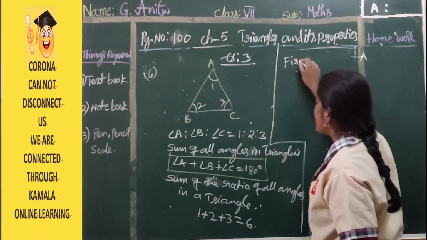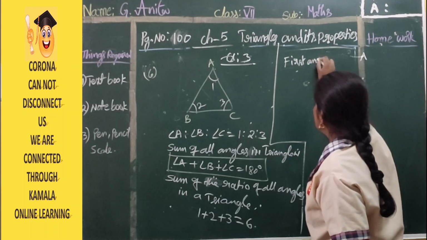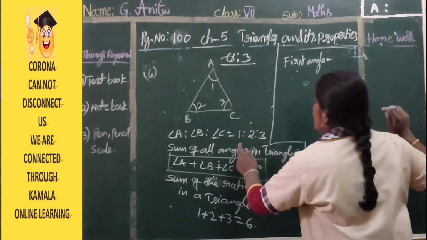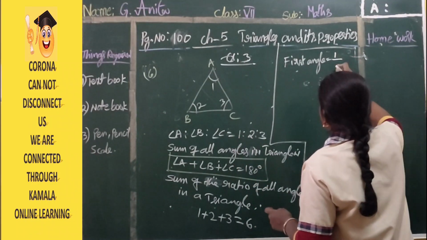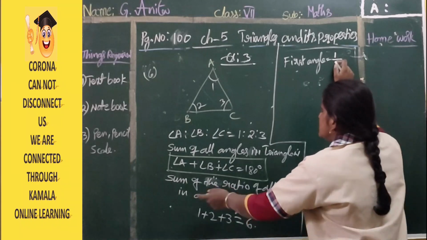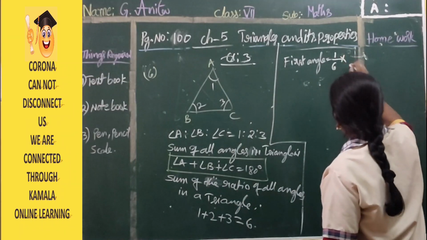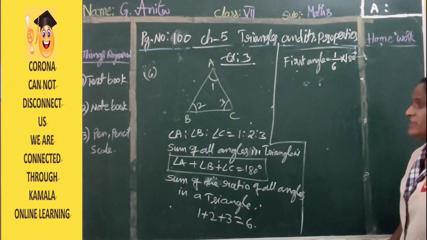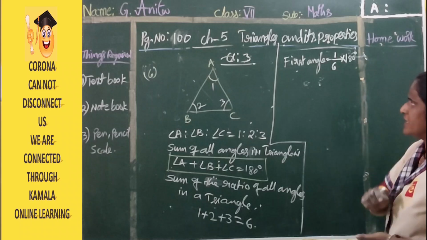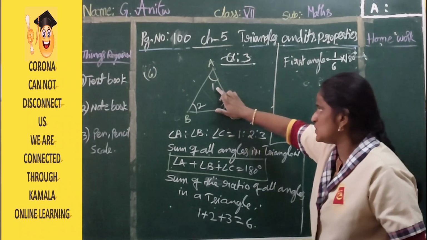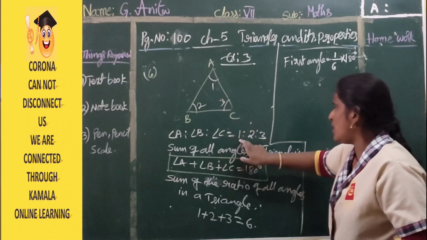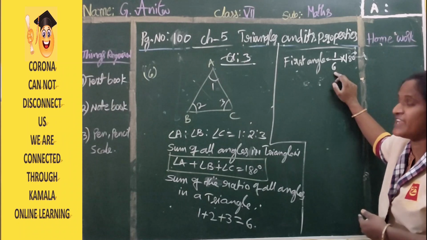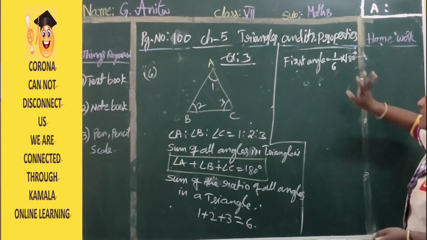First, we need to find the first angle. What is the ratio of the first angle? It is 1. So 1 by the sum of the ratio of all angles, which is 6, into the sum of all angles in a triangle, 180 degrees. So 1 by 6 into 180 degrees.